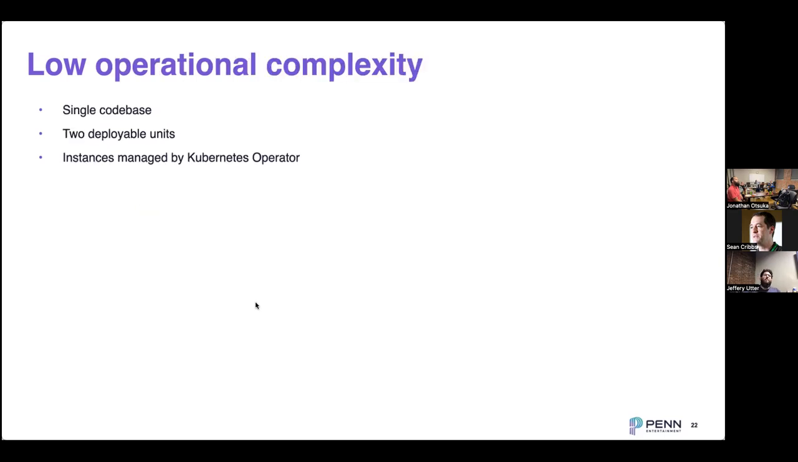For low operational complexity, and this is where we cheat a little bit, it's a single code base with two deployable units. So Aggregator Leaf Tailer talks about 3 components. Right now for us, it's 3 components, but they're in one executable. It's kept it really simple.